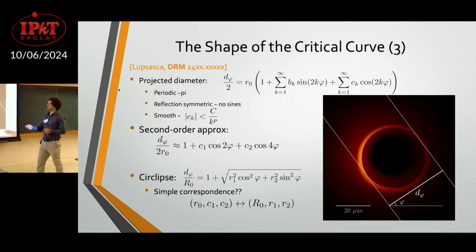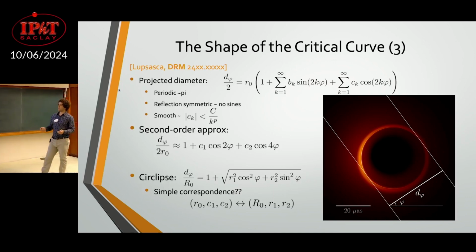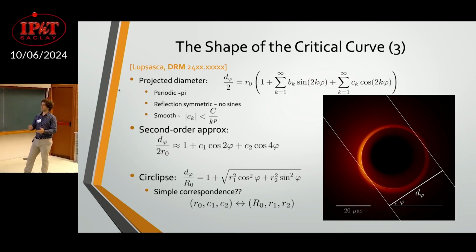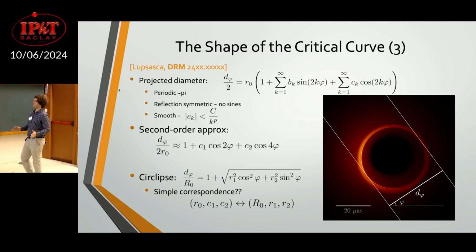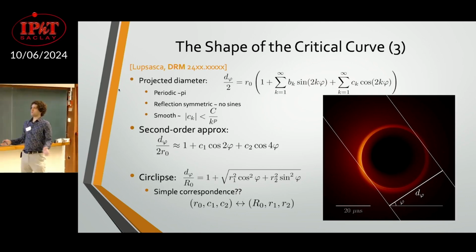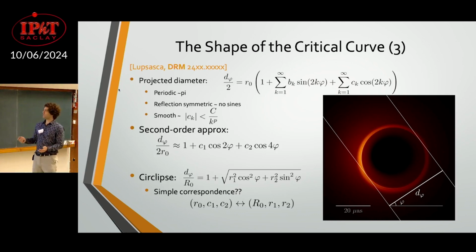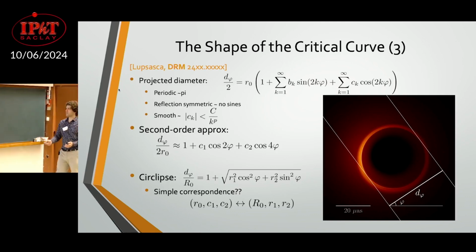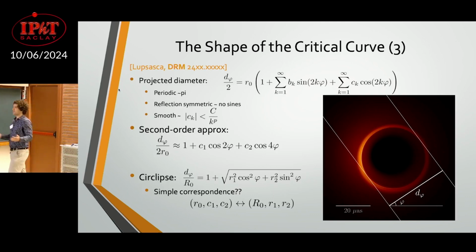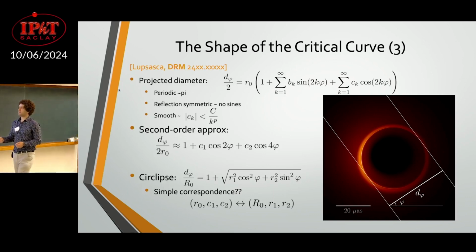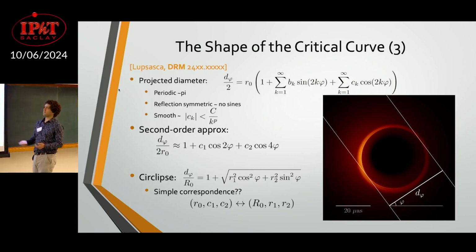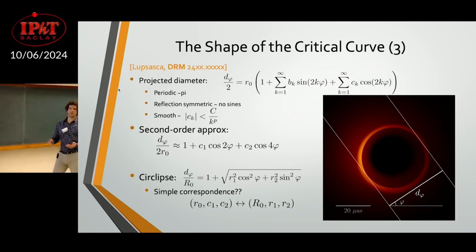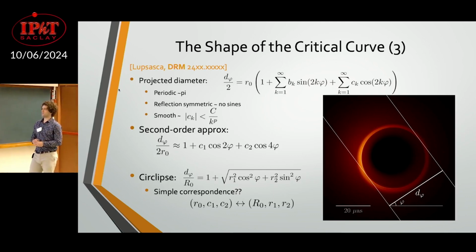It's because you have two coefficients, C1 and C2 here. You can make them anything you want, and they correspond to making R1 and R2 of your circlipse anything you want. So this is basically telling you, to zeroth order, why the circlipse works so well, even beyond GR, to look at the shape of the photon ring or of the critical curve. It's simply because it captures all of the information of the Fourier series to second order, and that's all you really need for this nice smooth curve.